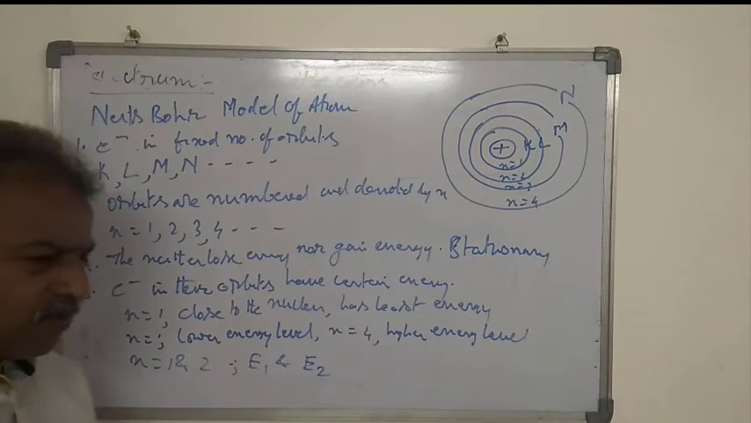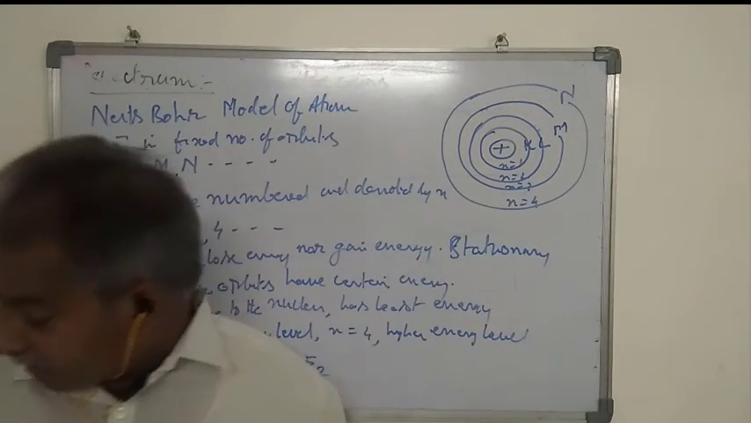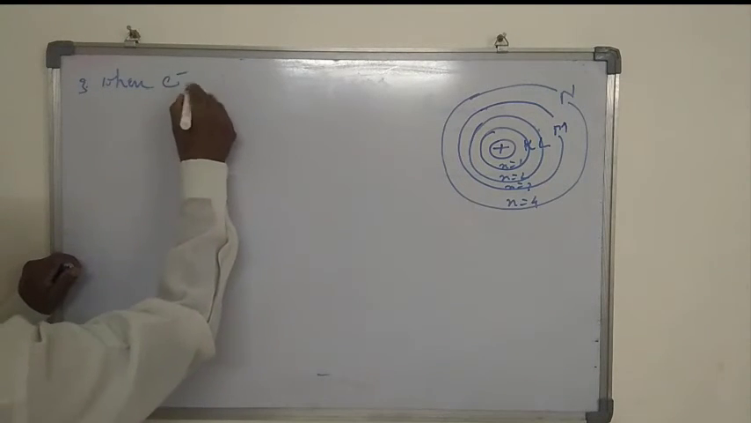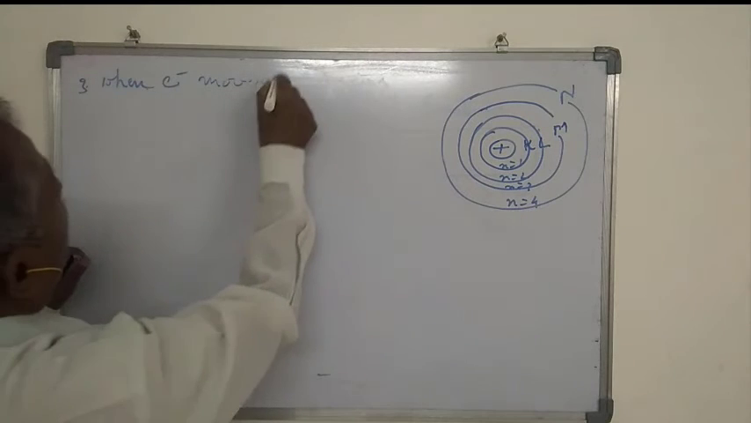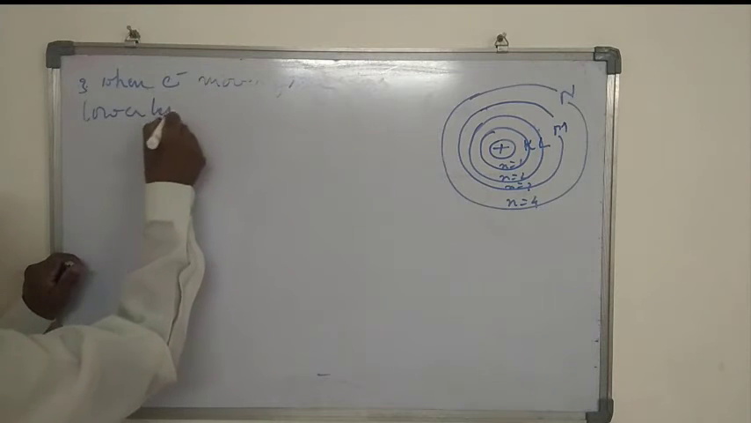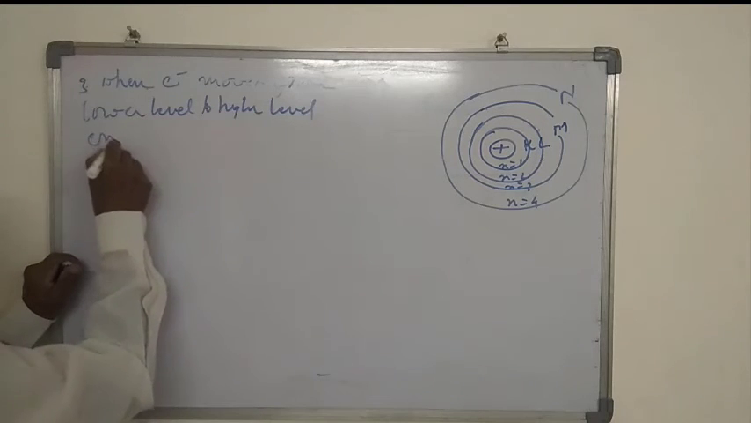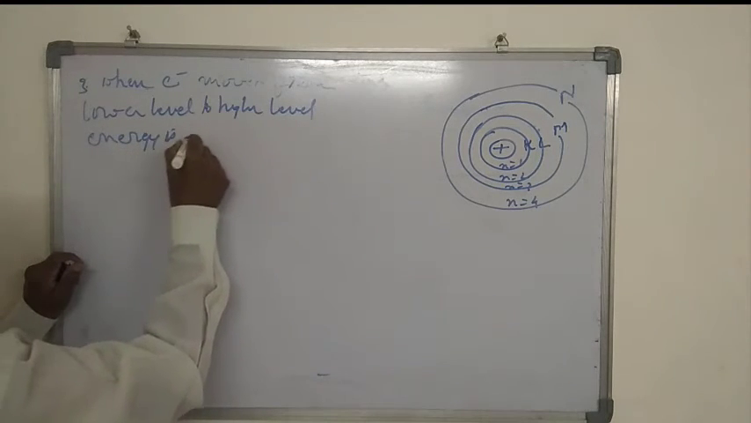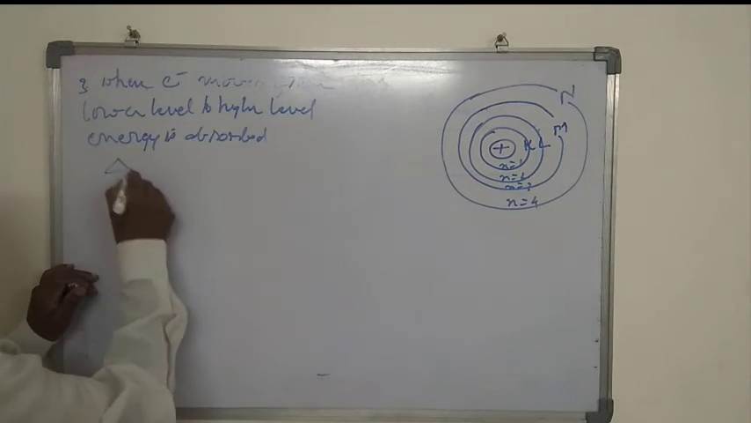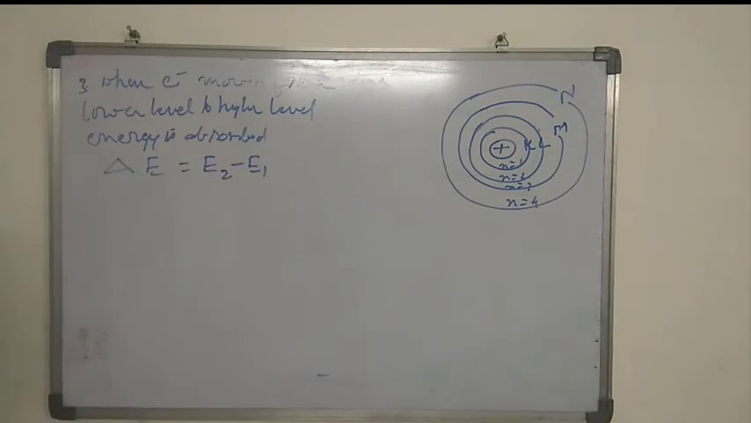Now, when an electron jumps from lower level to higher level, then it takes energy, that is, it absorbs energy. When electrons move from lower level to higher level, energy is absorbed. How much energy is absorbed? Energy absorbed is denoted by delta E equal to E2 minus E1, the difference of those two levels.